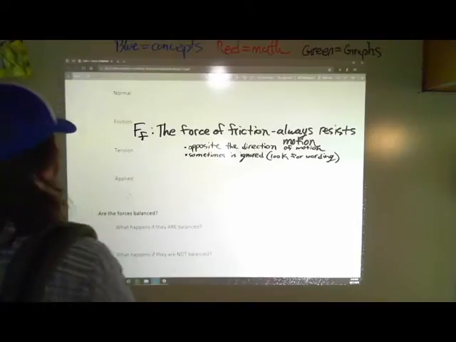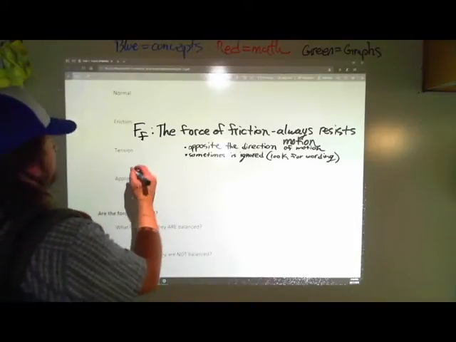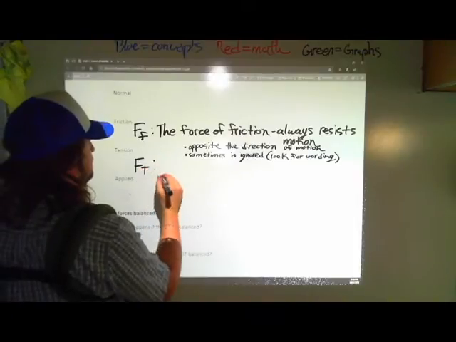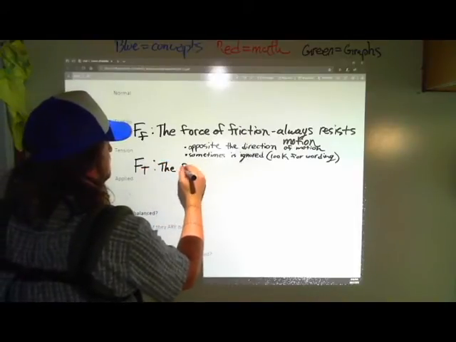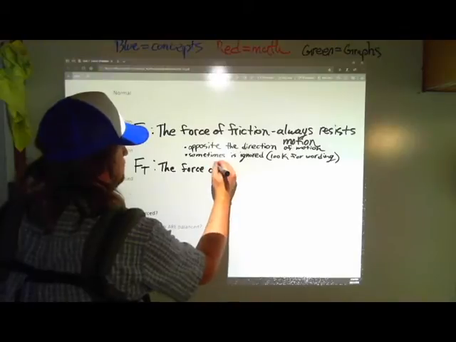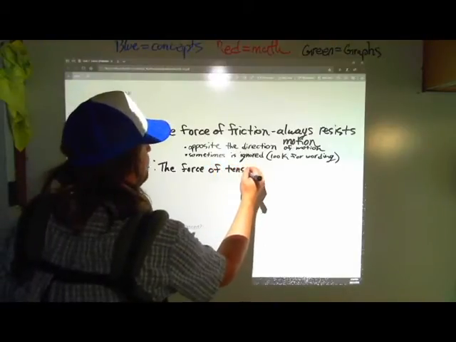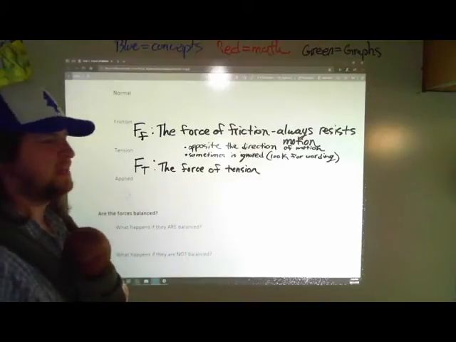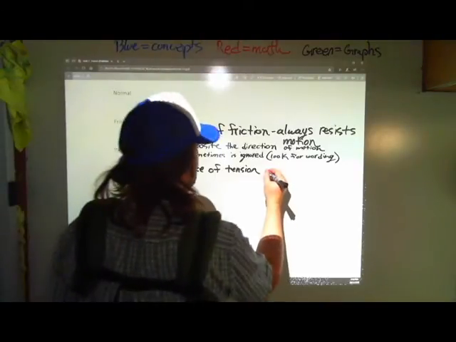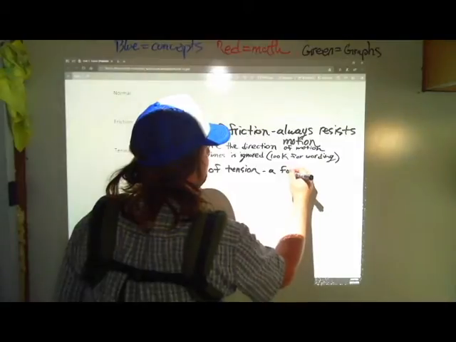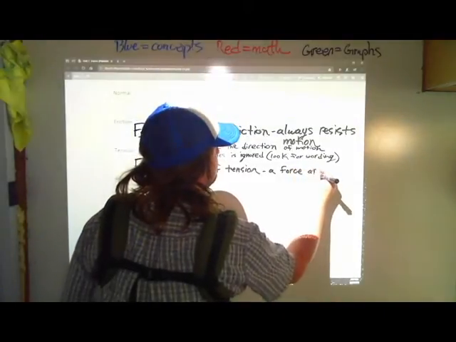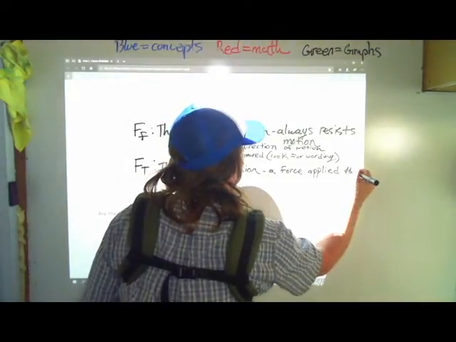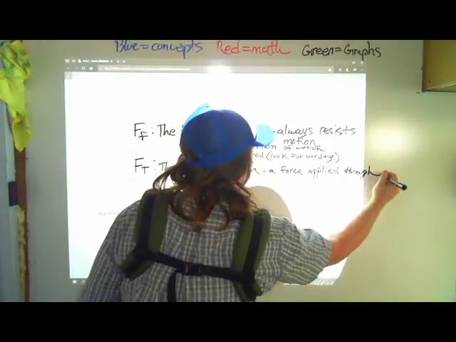Next force we have here is tension, F-T. That's the force of tension. And you might be like, well, what is that? I've heard that word tension before. So the force of tension is going to be a force applied through a cable or string, really any non-rigid means of applying that force. So it's a force applied through a string.